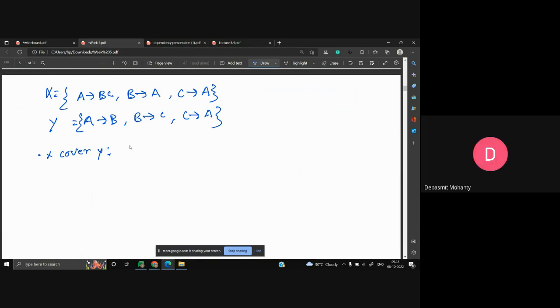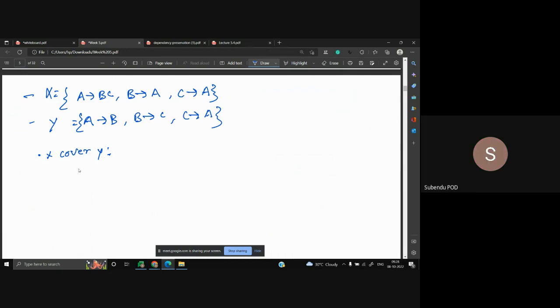Anytime we see a cycle, like here in Y, A determines B, B determines C, and C comes back to A, usually there is redundancy. You're not supposed to have cycles. So we'll see the equivalence of sets of functional dependencies, whether two sets are equivalent or not. So how do we find whether X covers Y or not?